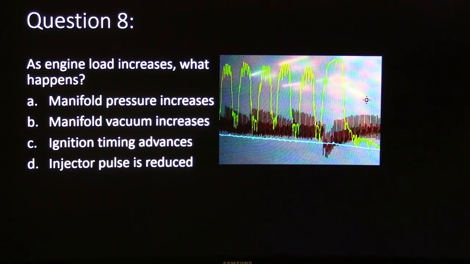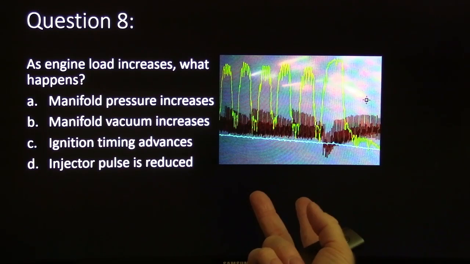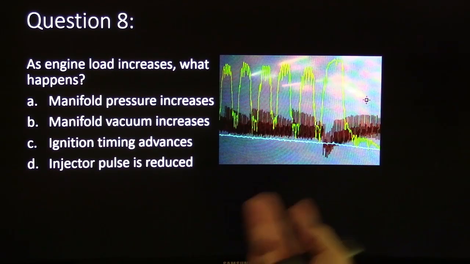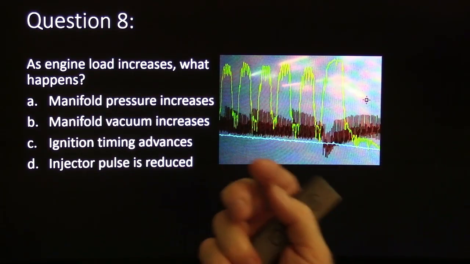As engine load increases, what happens? A, manifold pressure increases. B, manifold vacuum increases. C, ignition timing advances. Or D, injector pulse is reduced.